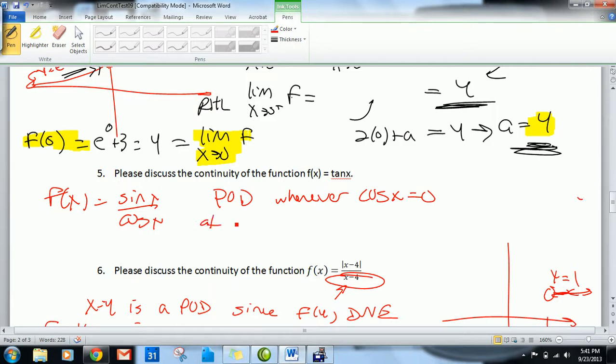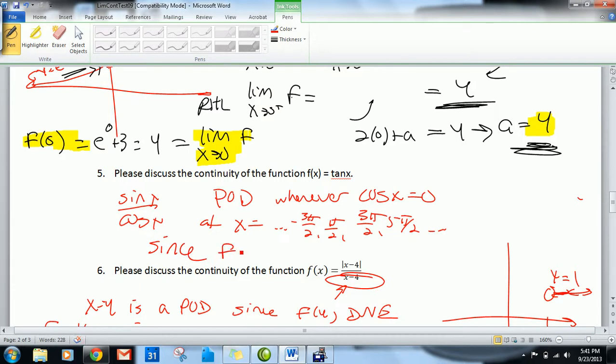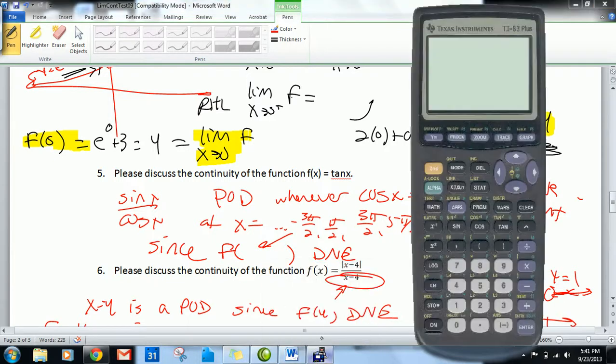So at x equals negative 3 pi over 2, pi over 2, 3 pi over 2, 5 pi over 2, those are all the zeros of the cosine. The reason those are discontinuities is because f of all of those values just doesn't exist. It gets 0 in the denominator. Furthermore, those are what are called infinite discontinuities. And if you recall, there are lots of those vertical asymptotes, and I'll show you up here.